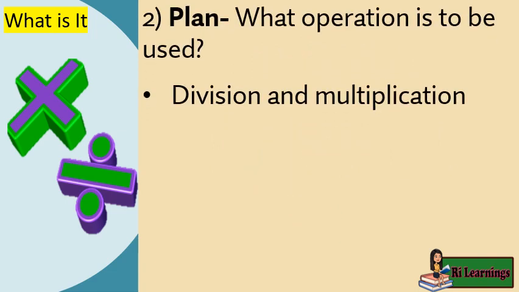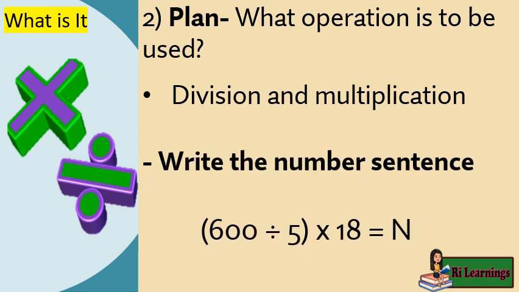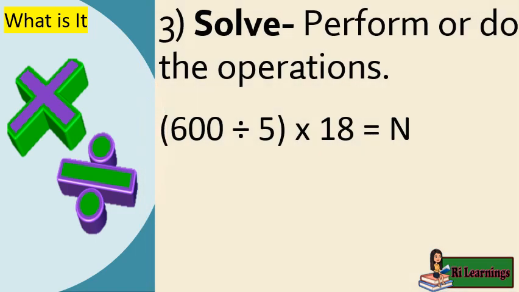Two, Plan. What operation is to be used? Division and multiplication. Write the number sentence. (600 ÷ 5) × 18 = n. Three, Solve. Perform or do the operations. (600 ÷ 5) × 18 = n.